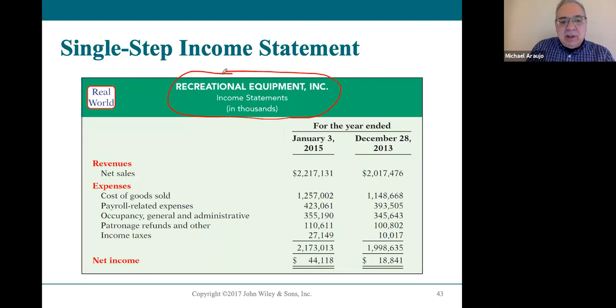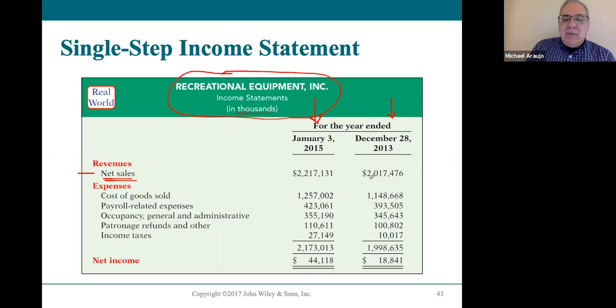And this is an example of a single step income statement from Recreational Equipment, Inc., REI. Again, the numbers are in thousands that you see here, and they're for 2 fiscal years side by side. Fiscal year ending December 28th of 2013, and then a year and looks like 5 or 6 days later, the end of another fiscal year, January 3rd, 2015. Okay. So here your revenue is listed as, here it is, net sales. I told you it was so important to know. You're going to see net sales almost on every single income statement.